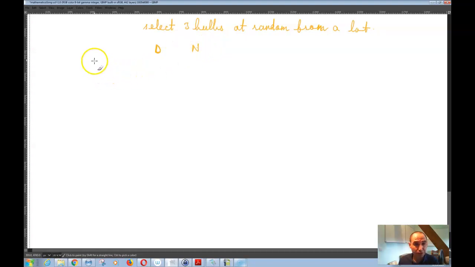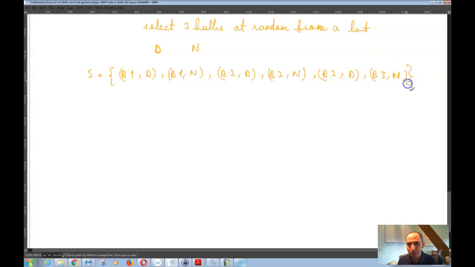So the sample space could be, for example, bulb 1 is either defective, or you can say that bulb 1 could be non-defective. Then bulb 2 is defective, or bulb 2 is non-defective. And then bulb 3 is defective, or bulb 3 is non-defective. And that's, I suppose, the sample space for this experiment.